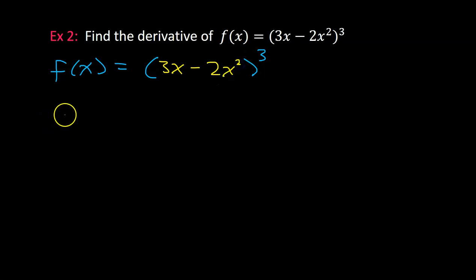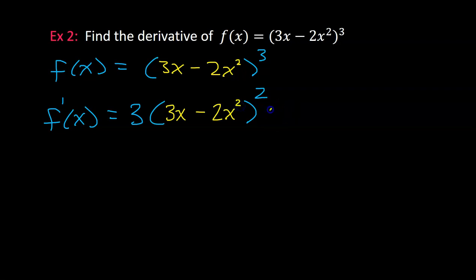So, according to the chain rule, if we want to find the derivative of a composite function, we first take the derivative of the outer function, leaving the inner function the same. So the derivative of the outer function, according to the power rule, the 3 will come to the front, and we reduce the power by 1. So now we've taken the derivative of the outer function. We leave the inner function the same at this stage.